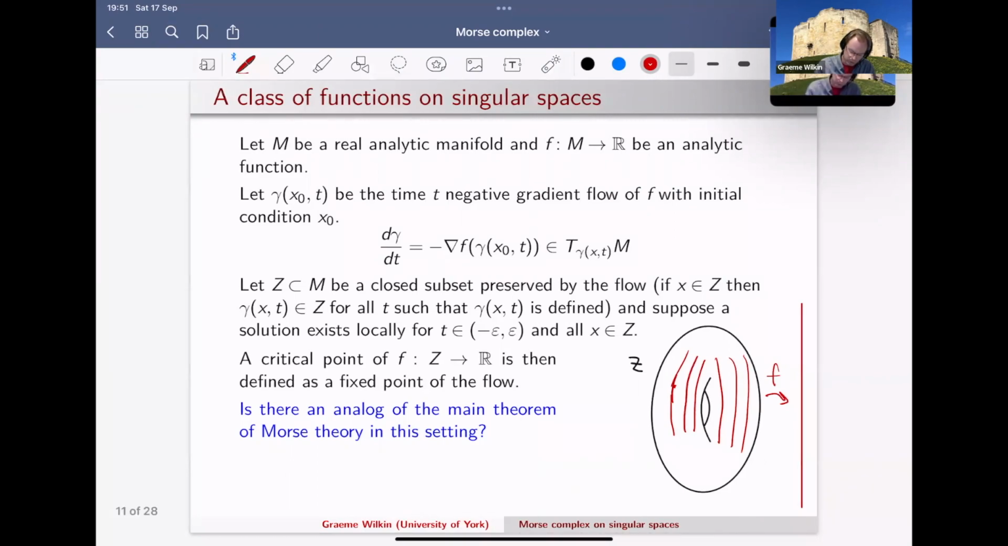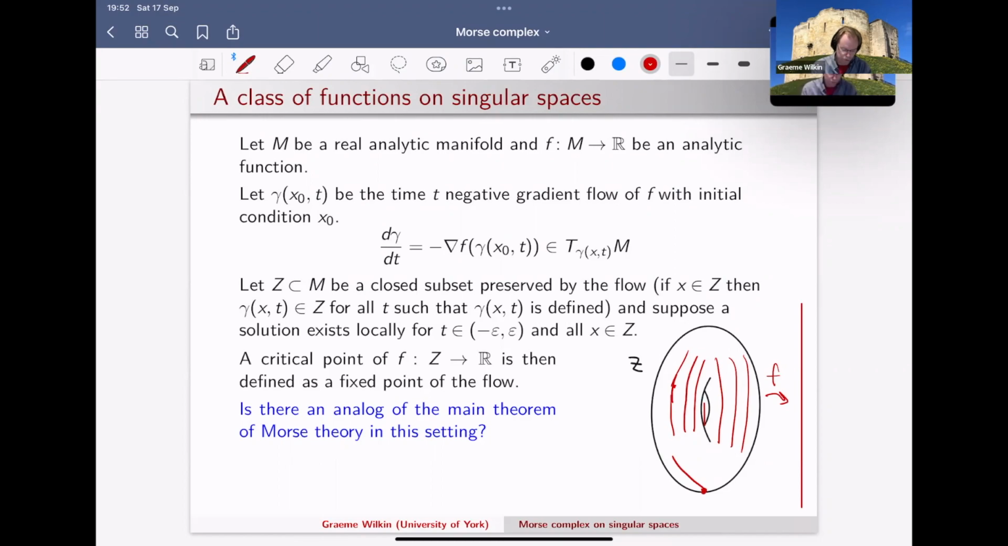So some of these vertical lines will have to stop at some point. For example, here's a gradient line that will stop at a critical point, or they might stop down here at the minimum. But in between there, we can essentially not really foliate the space, but we can fill up the space with these vertical lines. So this is all we have. And then we want to add some extra conditions in order to make the Morse theory work.